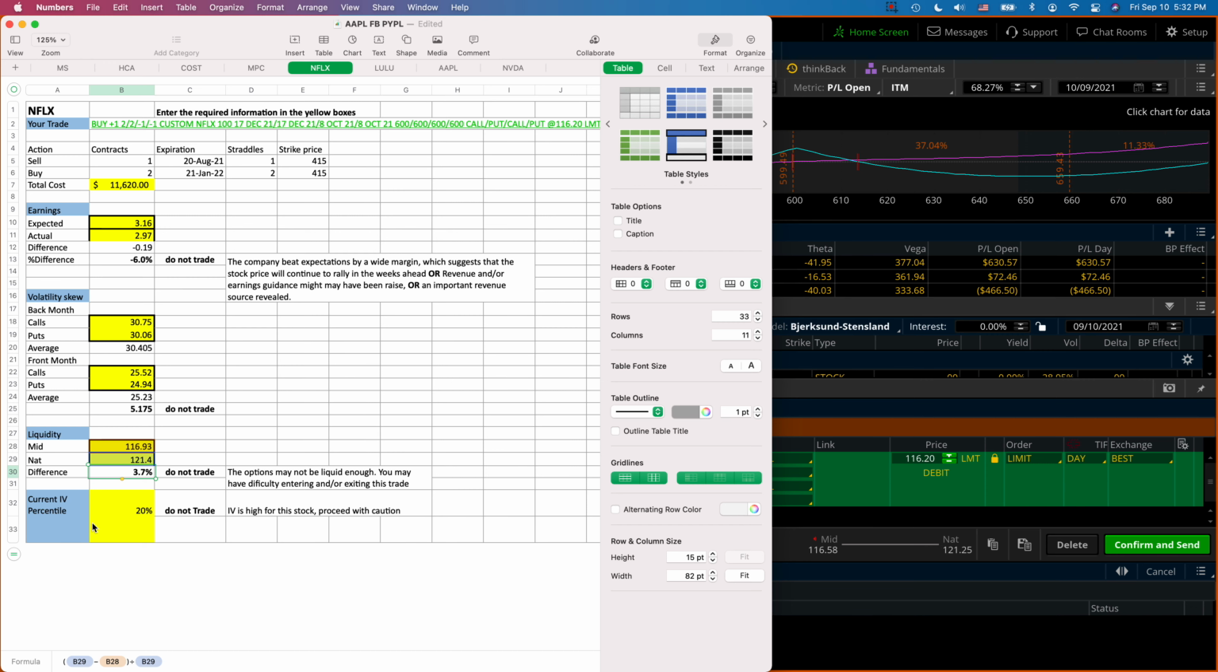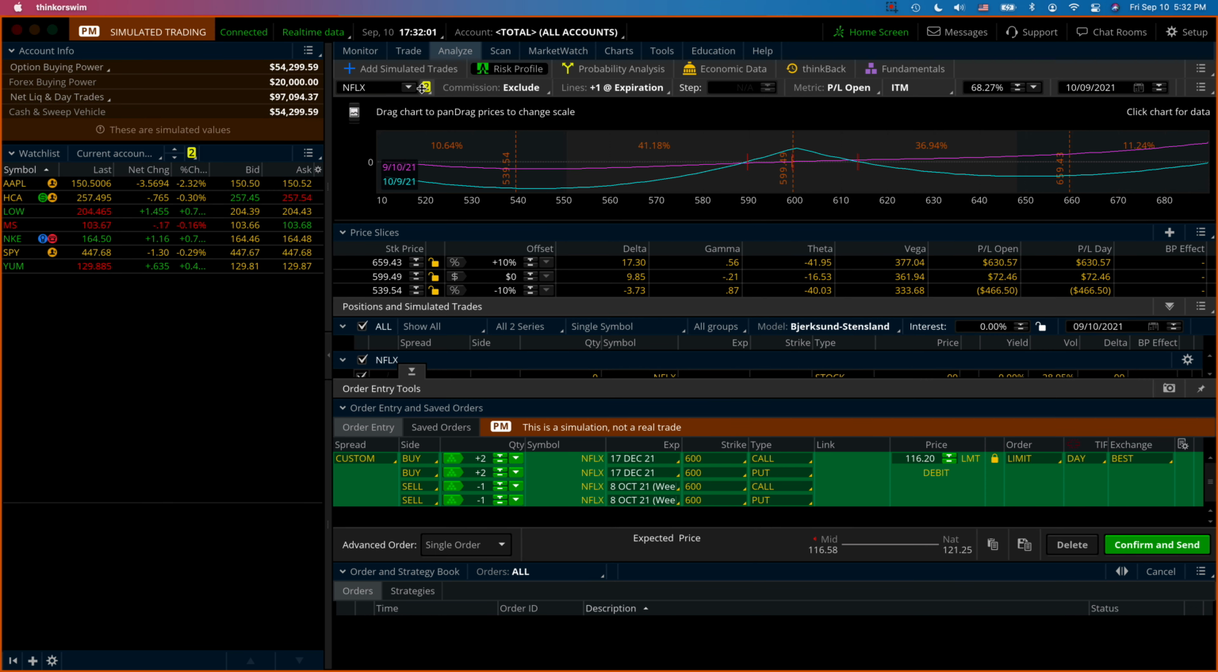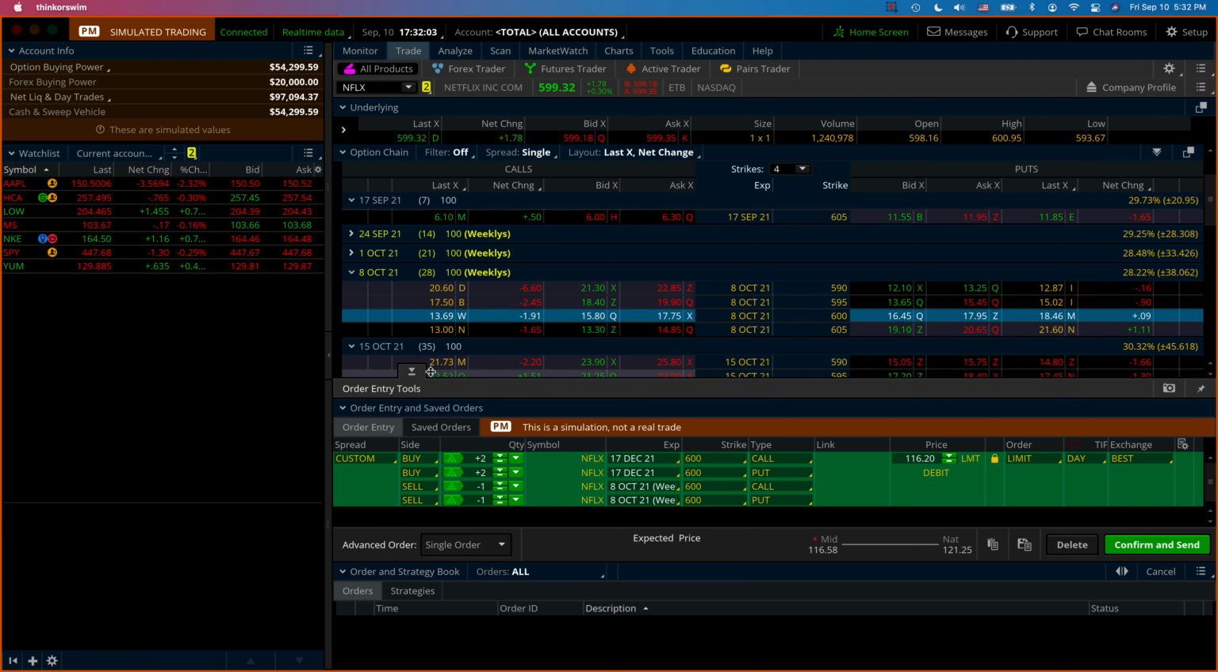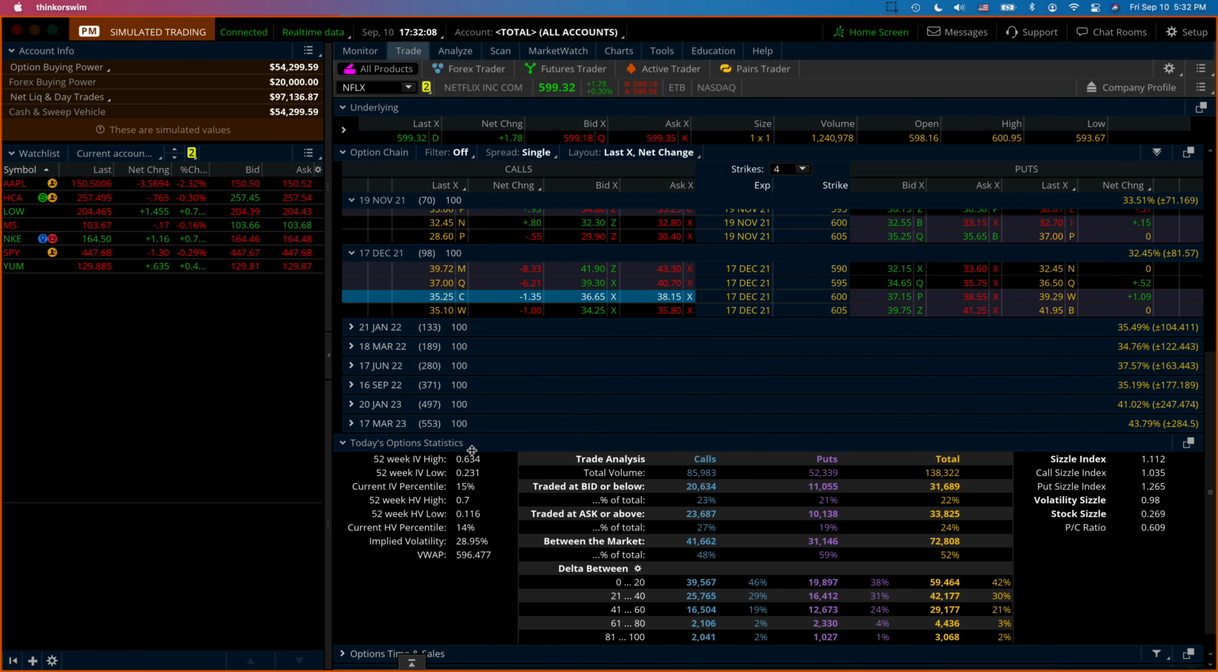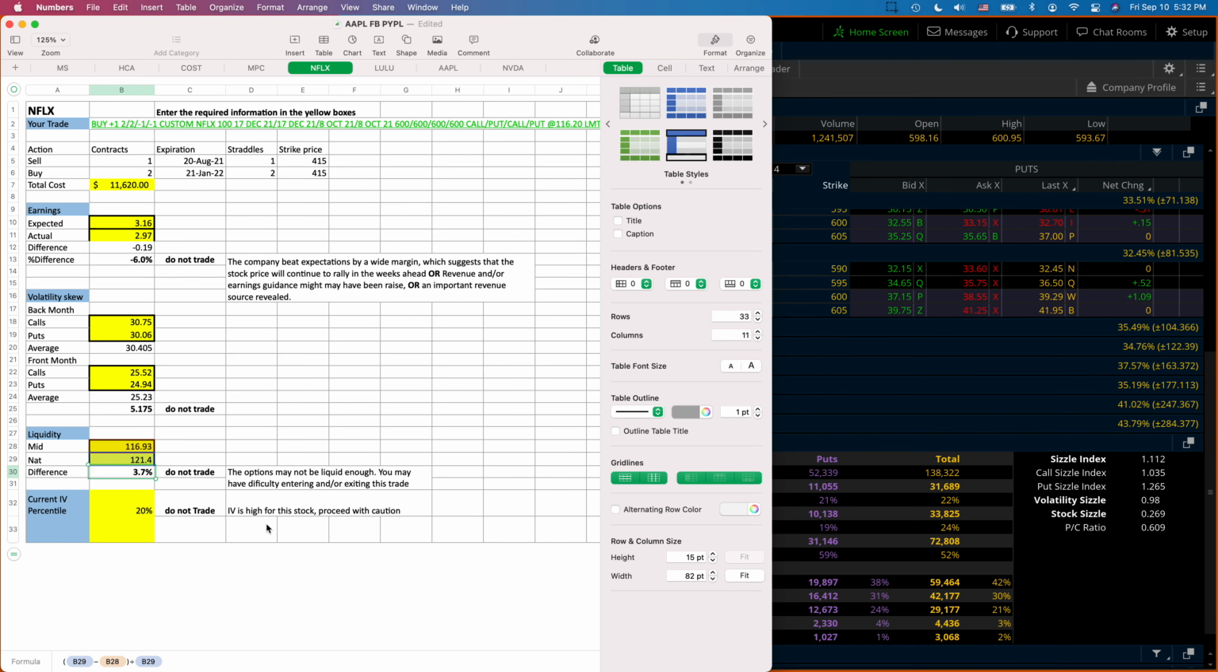And then the current IV percentile, you just go over here, trade tab, scroll down, and where it says today's options, current IV percentile 15%. So it is okay as far as the volatility is not too high for this particular stock.